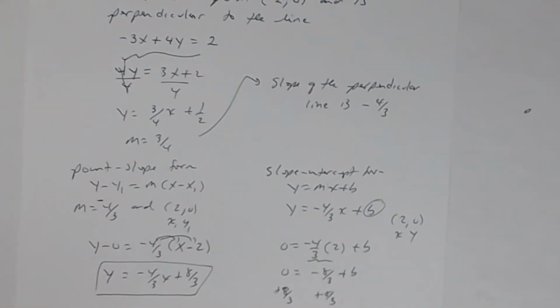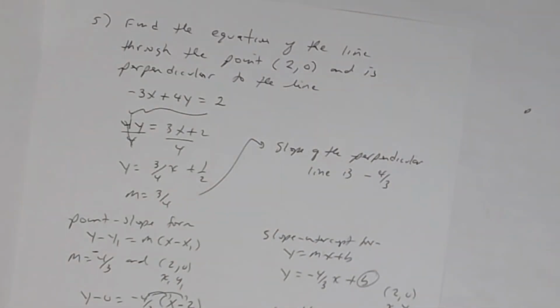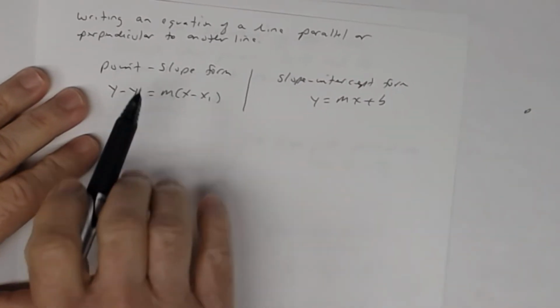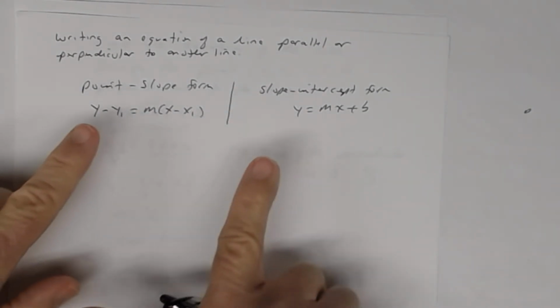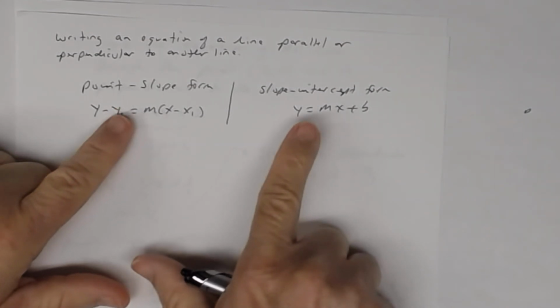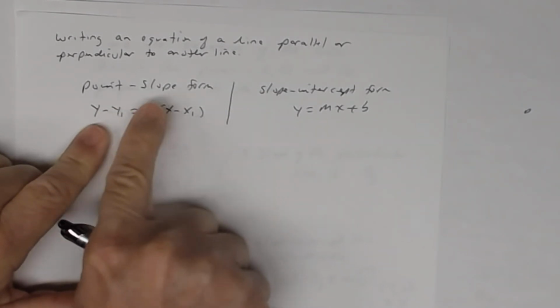So that is it. It's not a difficult process. What we were trying to do in this lesson was to write an equation of a line that's either parallel or perpendicular to another line. And in most problems we did it both ways, where we used point-slope form and slope-intercept form. And so that's it. That is the end of this lesson.